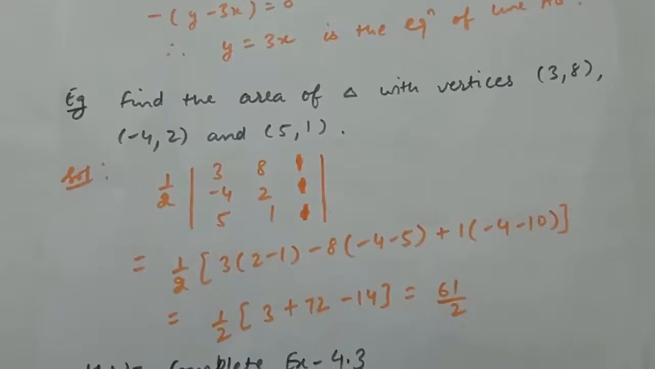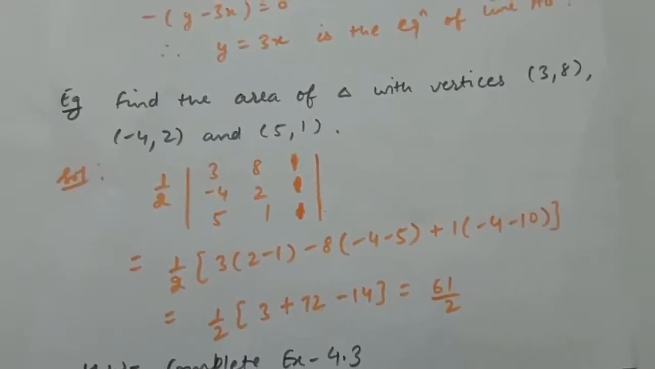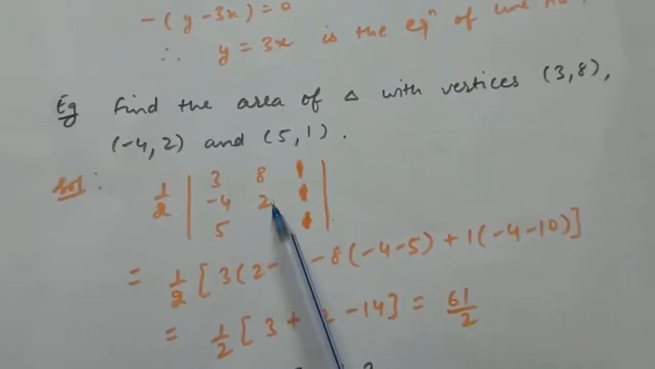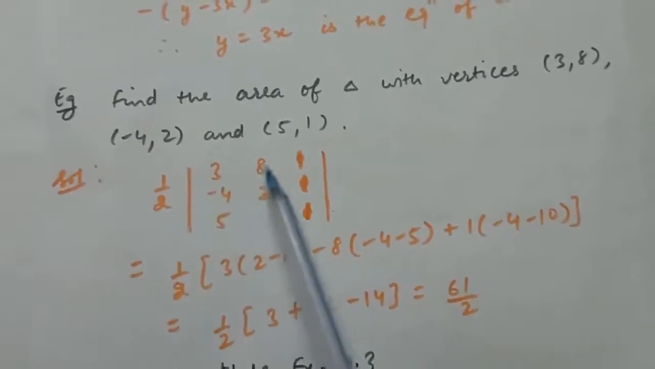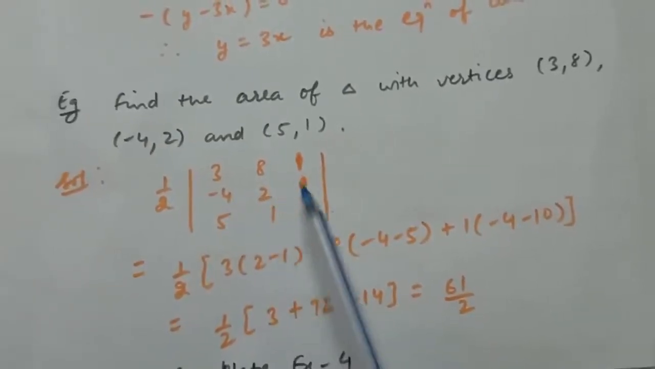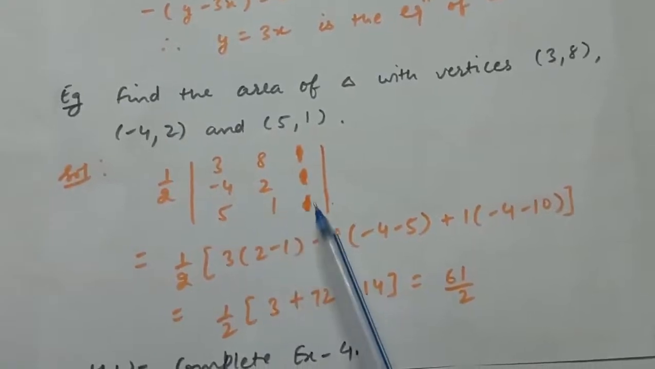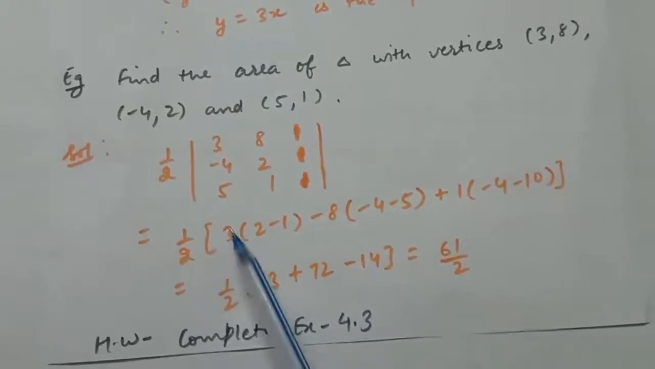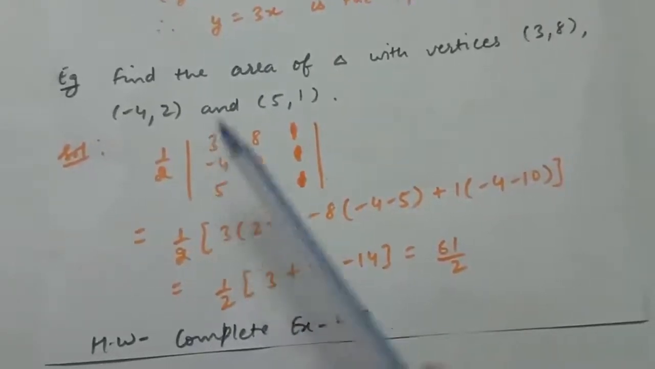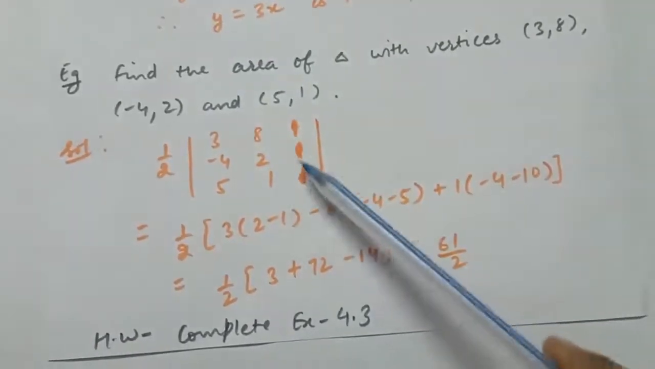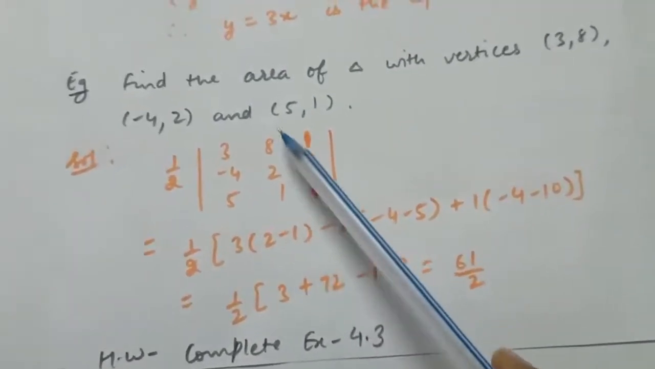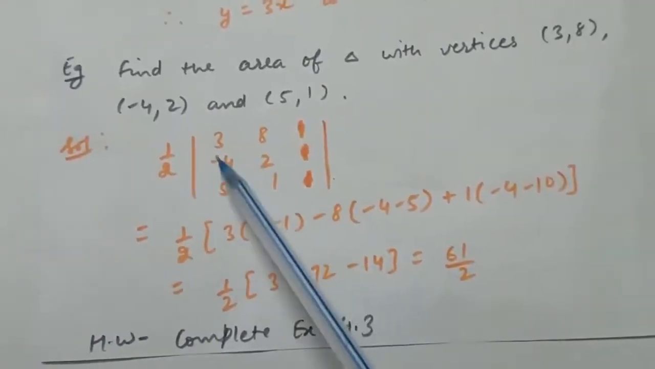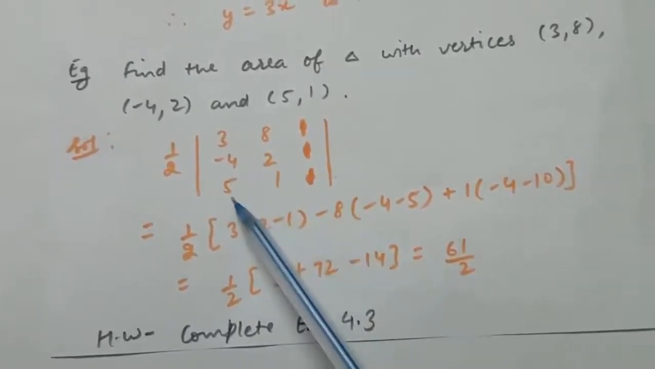Clear? The next question is, find the area of a triangle with vertices 3 8, minus 4 2 and 5 1. Using the determinant, the area will be half, 3 8 1 inside the determinant, minus 4 2 1 and 5 1 1. Solve this by expanding along the first row. So half into 3, leave this first column and first row, so you will get 2 minus 1. Then with the second element, minus 1 will get multiplied, so this will be minus 8 into minus 4 minus 5.